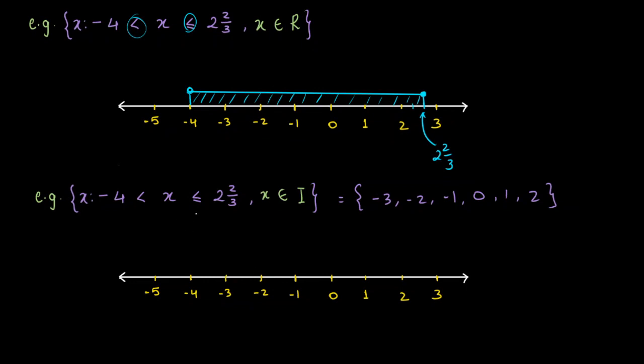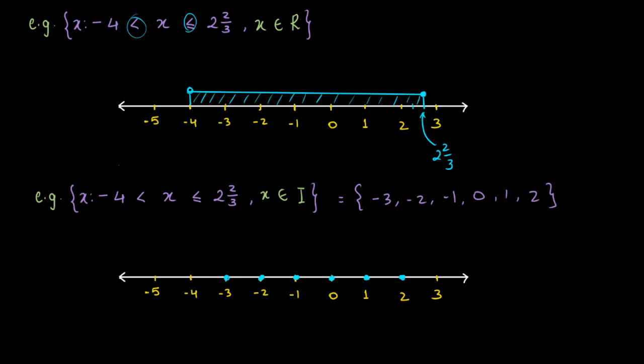So in the case of integers, I just have to mark those individual points. So -3, -2, -1, 0, 1, and 2. That's it. You don't need to mark an entire region, because the values in between the integers, like say 1.1 or 1.2, are not going to be included in this solution set.